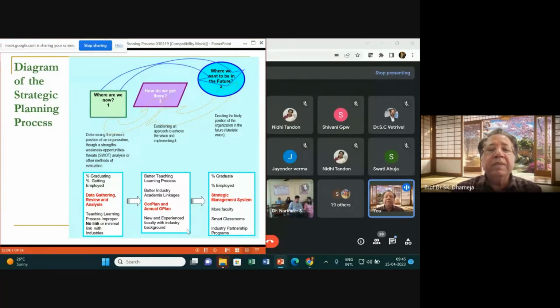So, this could be possible with new and experienced faculty with industry background. If you get some good faculty members who are really good and experienced, and who have worked in the industry, they can make a difference in improving the pass percentage and improving the employment rate of the students also.